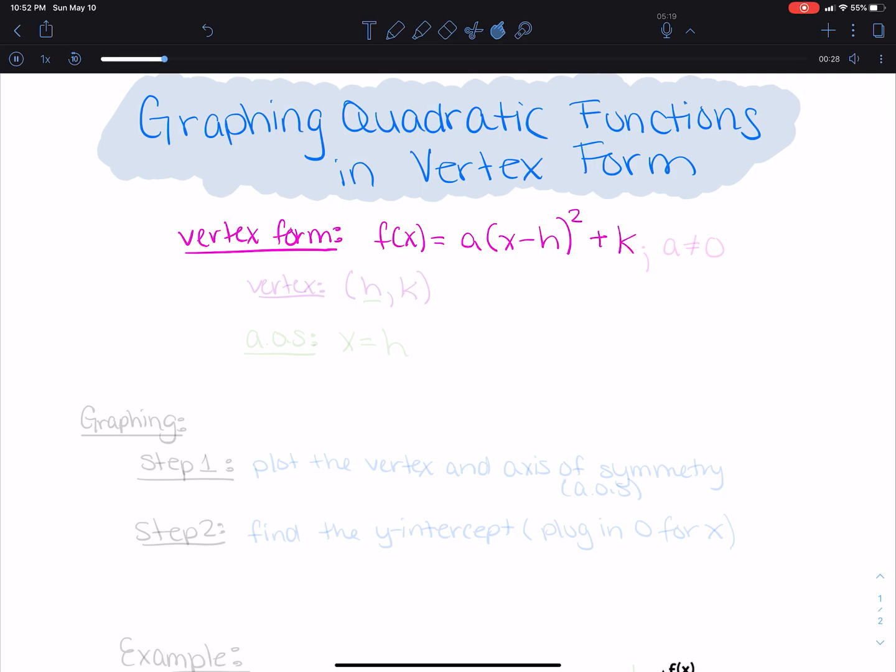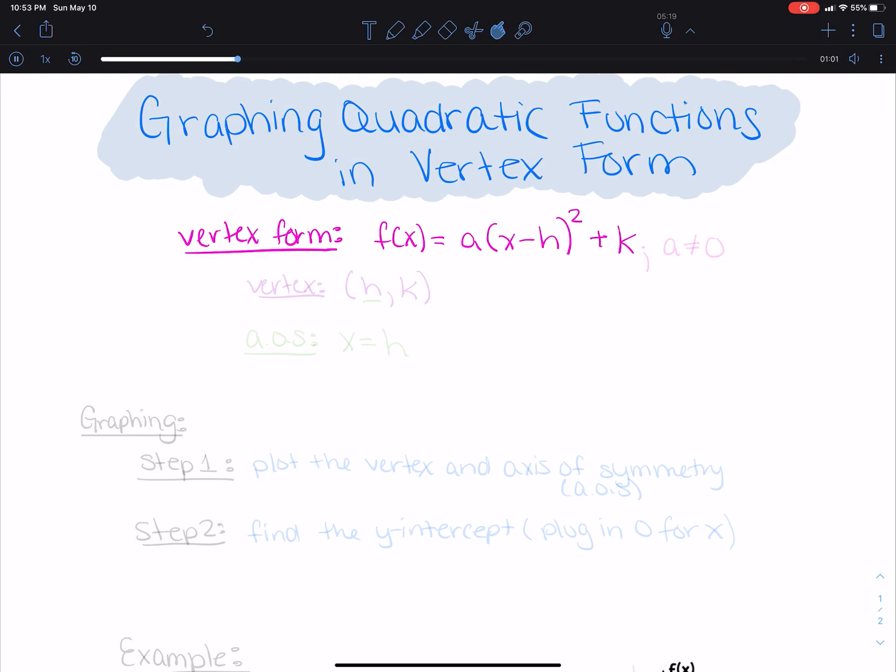Now the h and k should kind of look familiar. When we graphed linear functions, we looked at translations, whether it vertically translated or it horizontally translated. So the k value is going to tell me how far up or down my graph is going to be from my parent function, where my h value is going to tell me how far to the left or to the right my new function is going to be from my parent function.